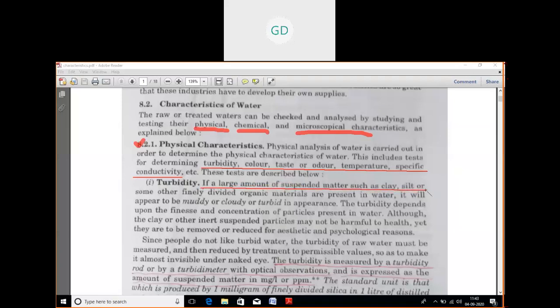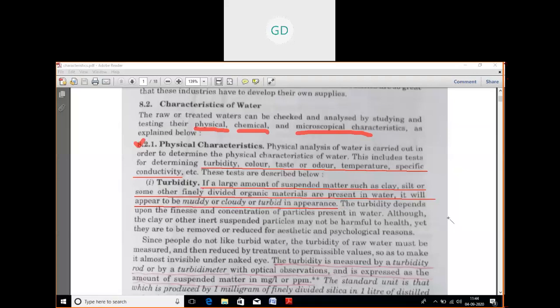So this line: if a large amount of suspended matter such as clay, silt, or some other finely divided organic materials are present in water, it will appear muddy, cloudy, or turbid in appearance. Okay, if you drink turbid water, it will not cause harm to you, but will you drink the turbid water?